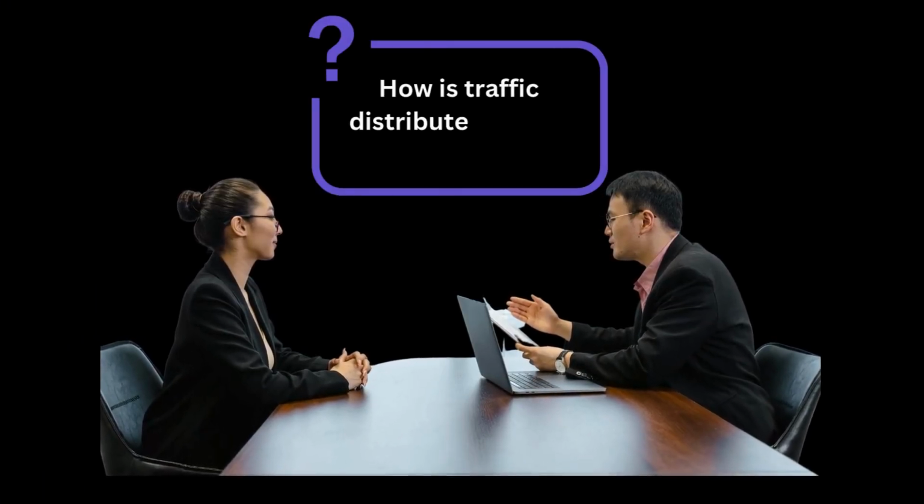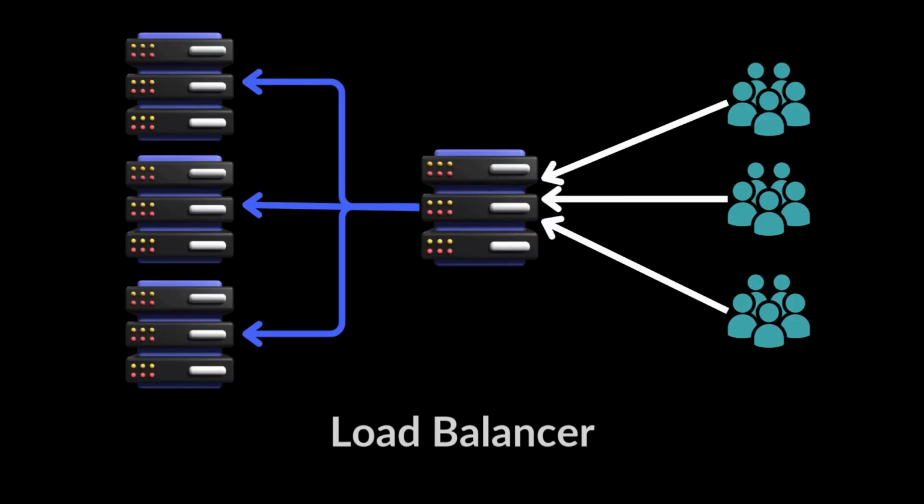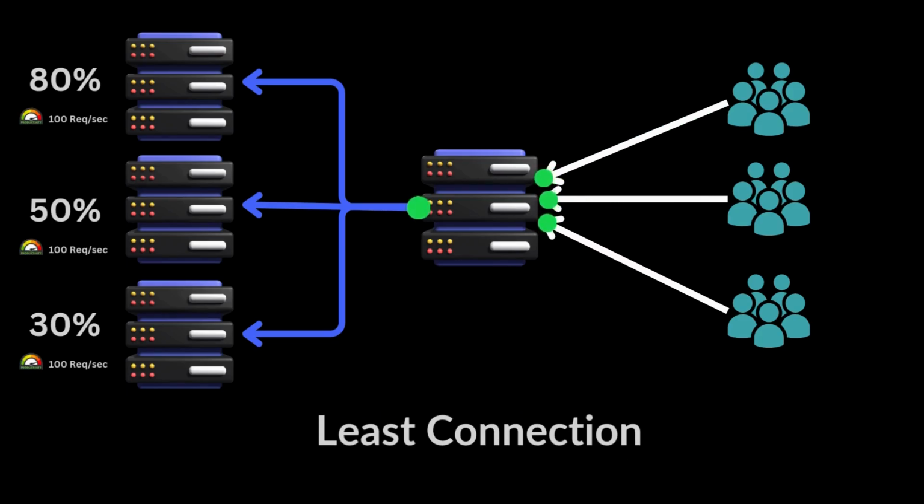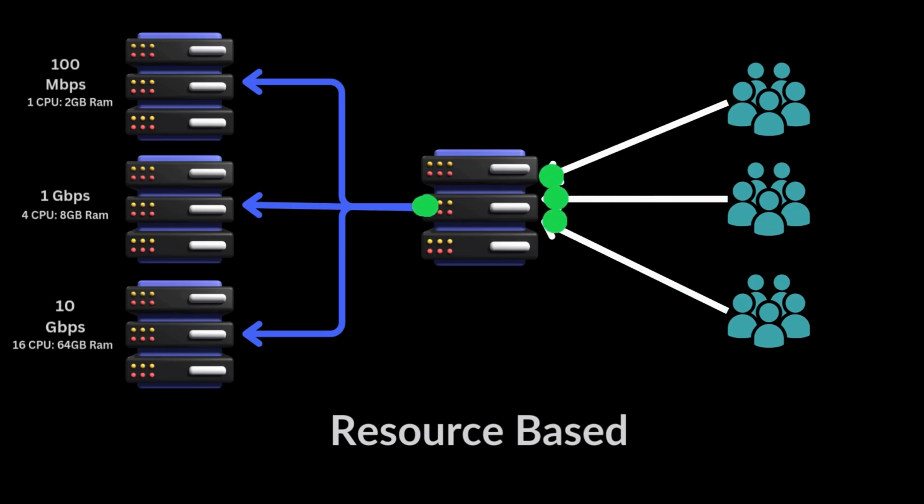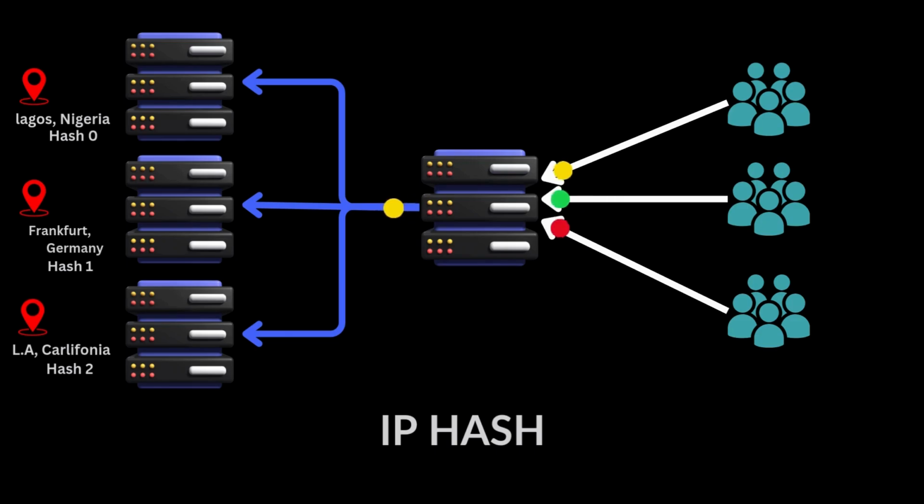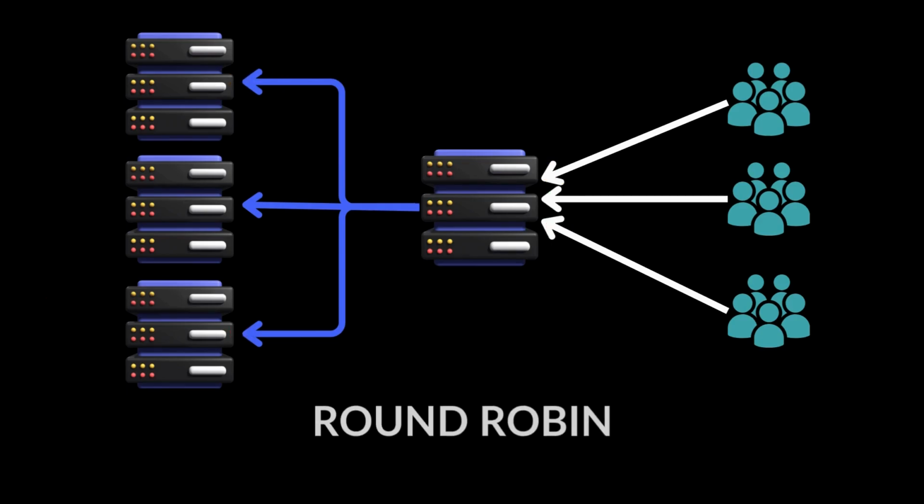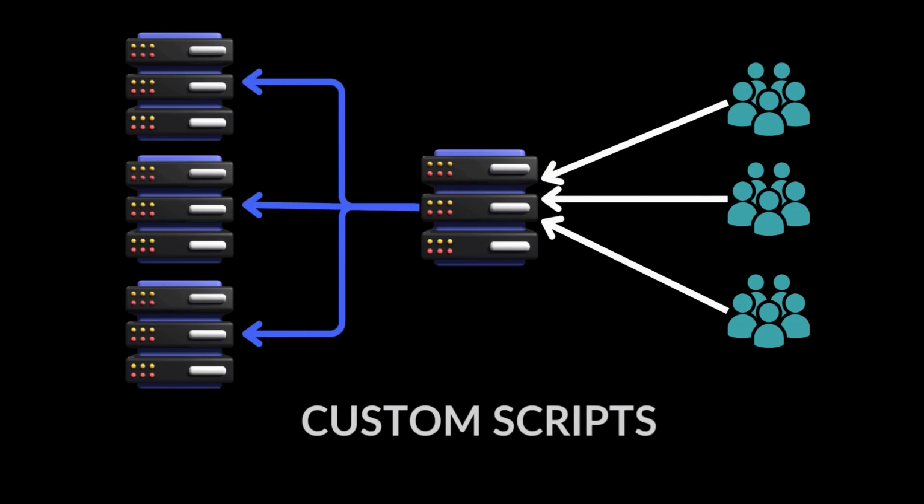So, how is traffic distributed across the system? Load balancers utilize a range of algorithms to intelligently distribute traffic. Least connection directs traffic to the server with the fewest active connections. Resource-based selects servers based on their available resources, ensuring optimal utilization. IP hash assigns traffic to servers using a hash of the source and destination IP addresses. Round robin sequentially distributes traffic across a list of servers. Custom scripts allow for tailored algorithms to meet specific needs, providing flexibility and control.